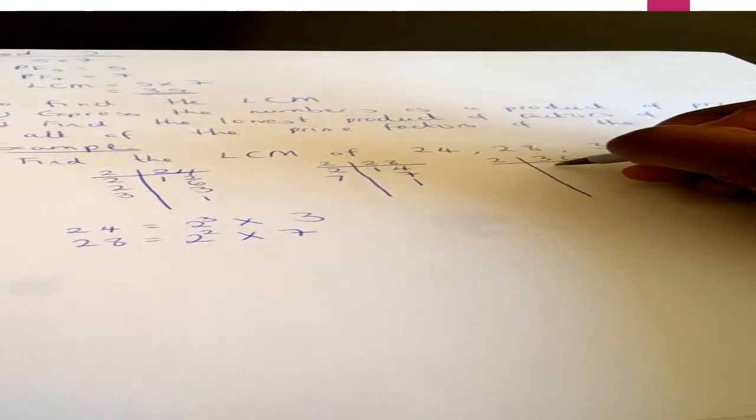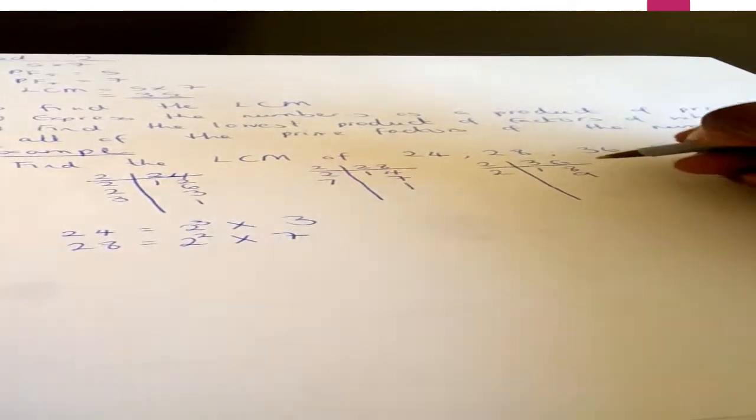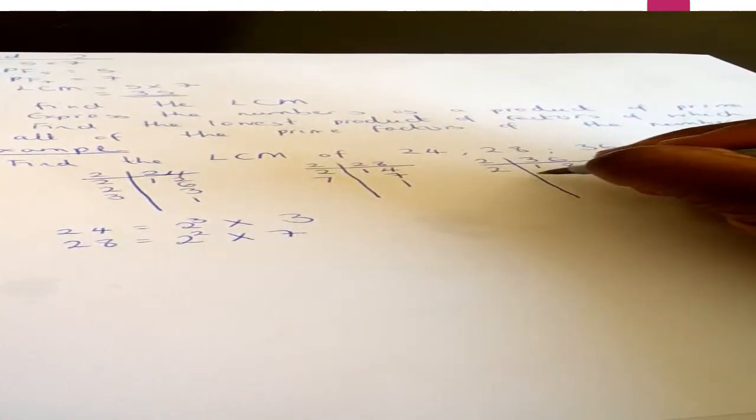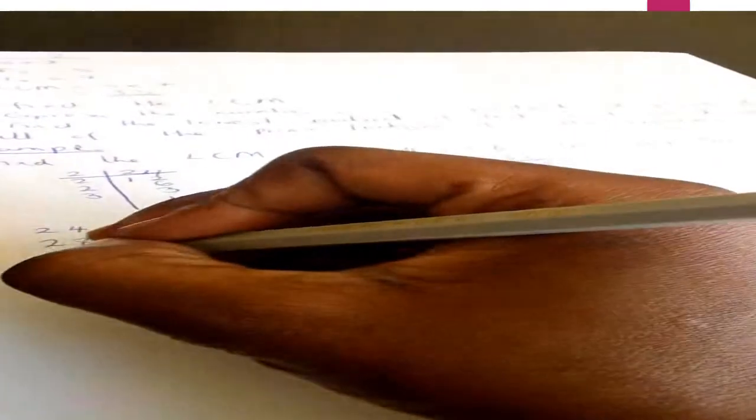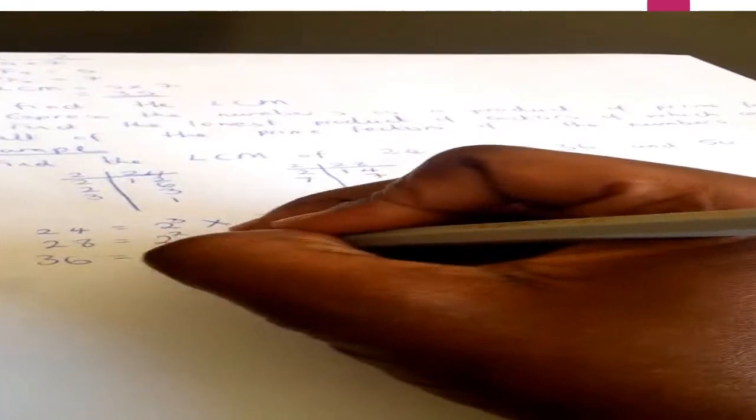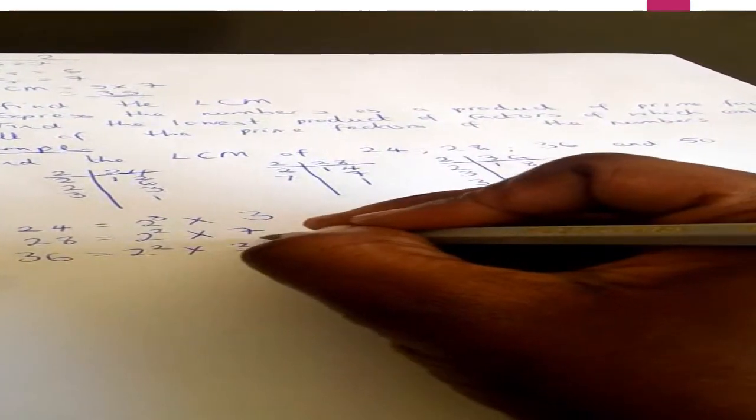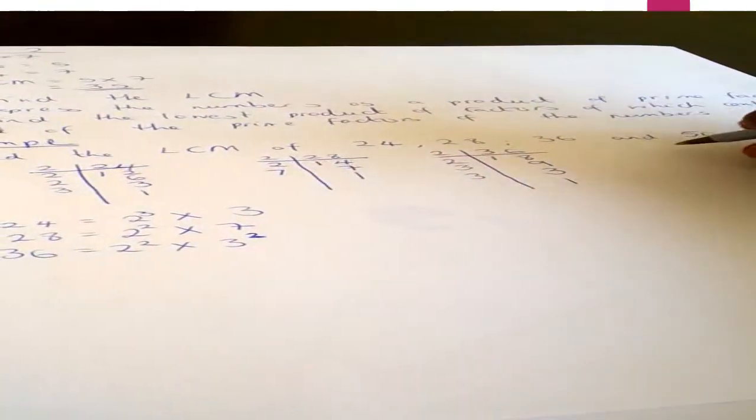36. The first prime factor is 2. 2 into 36, this is 18. 2 into 18, this is 9. 2 is not a prime factor of 9, so we try 3. 3 into 9, it is 3. 3 into 3, it is 1. So 36 is equal to 2 to the power of 2, there are 2 2's, times 3 to the power of 2, since there are 2 3's.